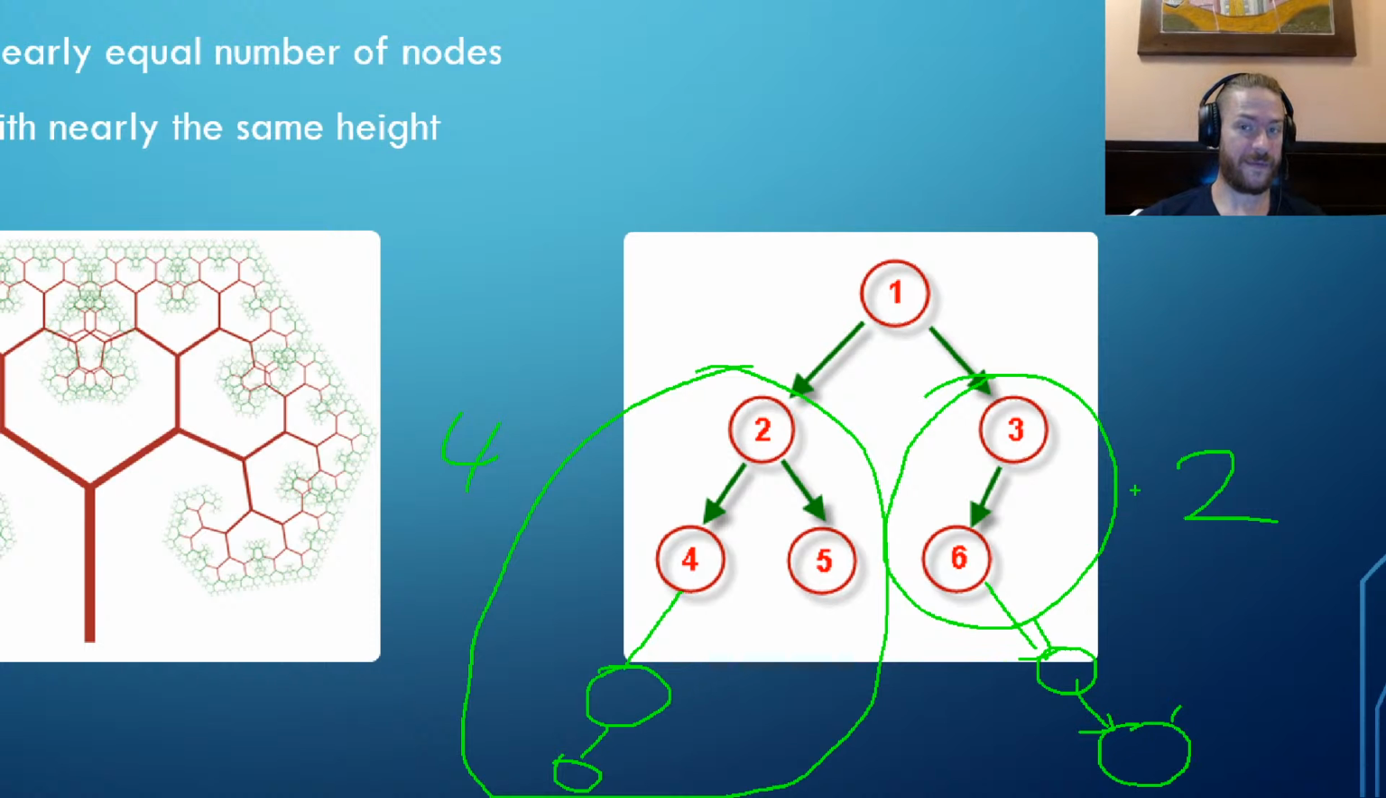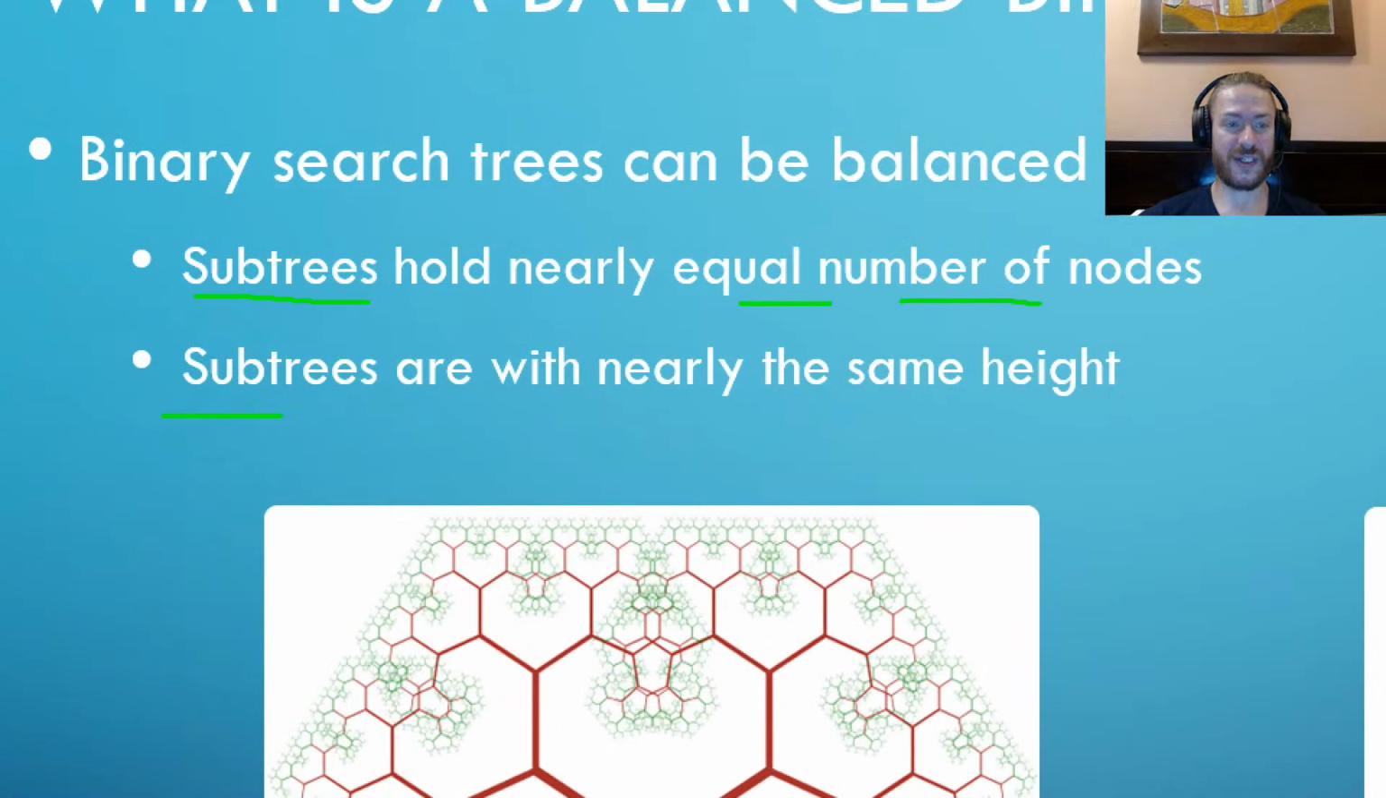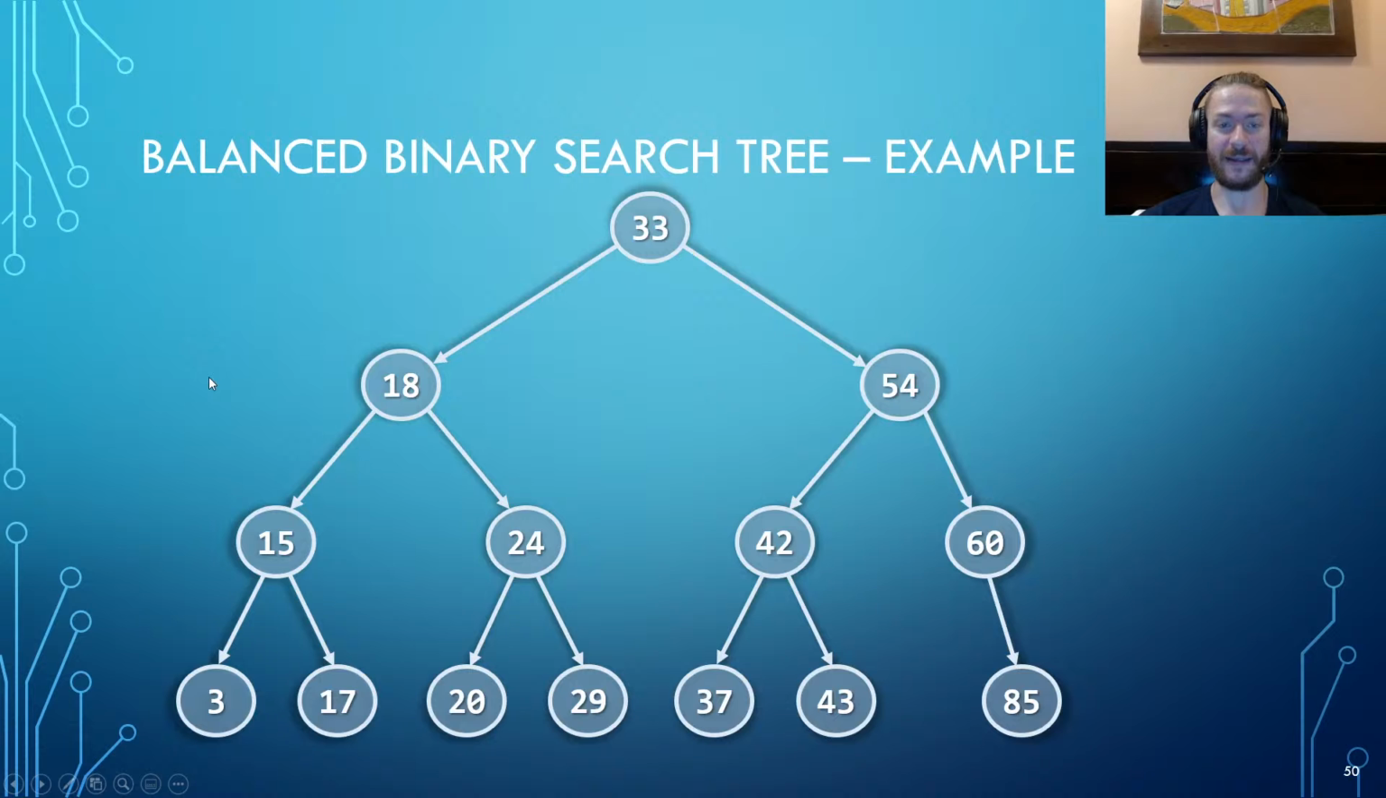Of course, to balance the tree, I need to add a node here, then a node here. But what if the values don't match? Because I still need to follow the rules. All the smaller ones need to go to the left and all the bigger ones need to go to the right. And that's important. So I don't have a choice. If I want to add a smaller value, I need to go to the left, even though the balance may break. So a balanced search tree means that somehow when we add values, we need to rebalance the tree to make sure that subtrees have an equal number of nodes and subtrees are with nearly the same height.